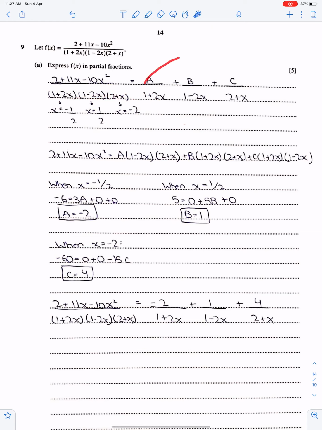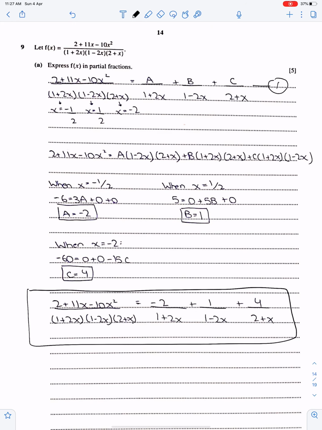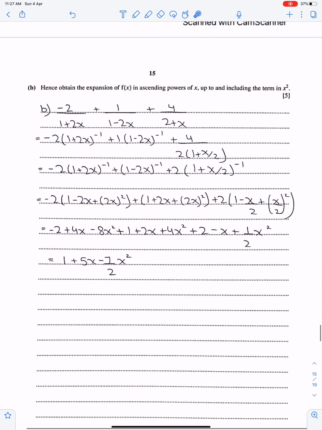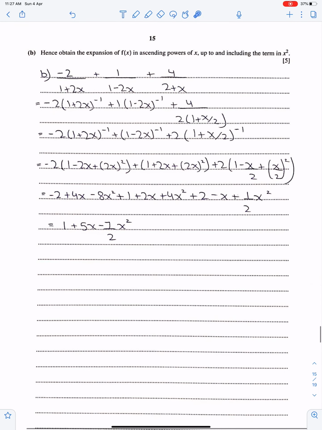Make sure you substitute A, B, C here into this equation. You can suppose this equation as 1. Substitute all into 1 and this is the required answer. You must give your answer in this form. Hence obtain the expansion of f of x till x cube.